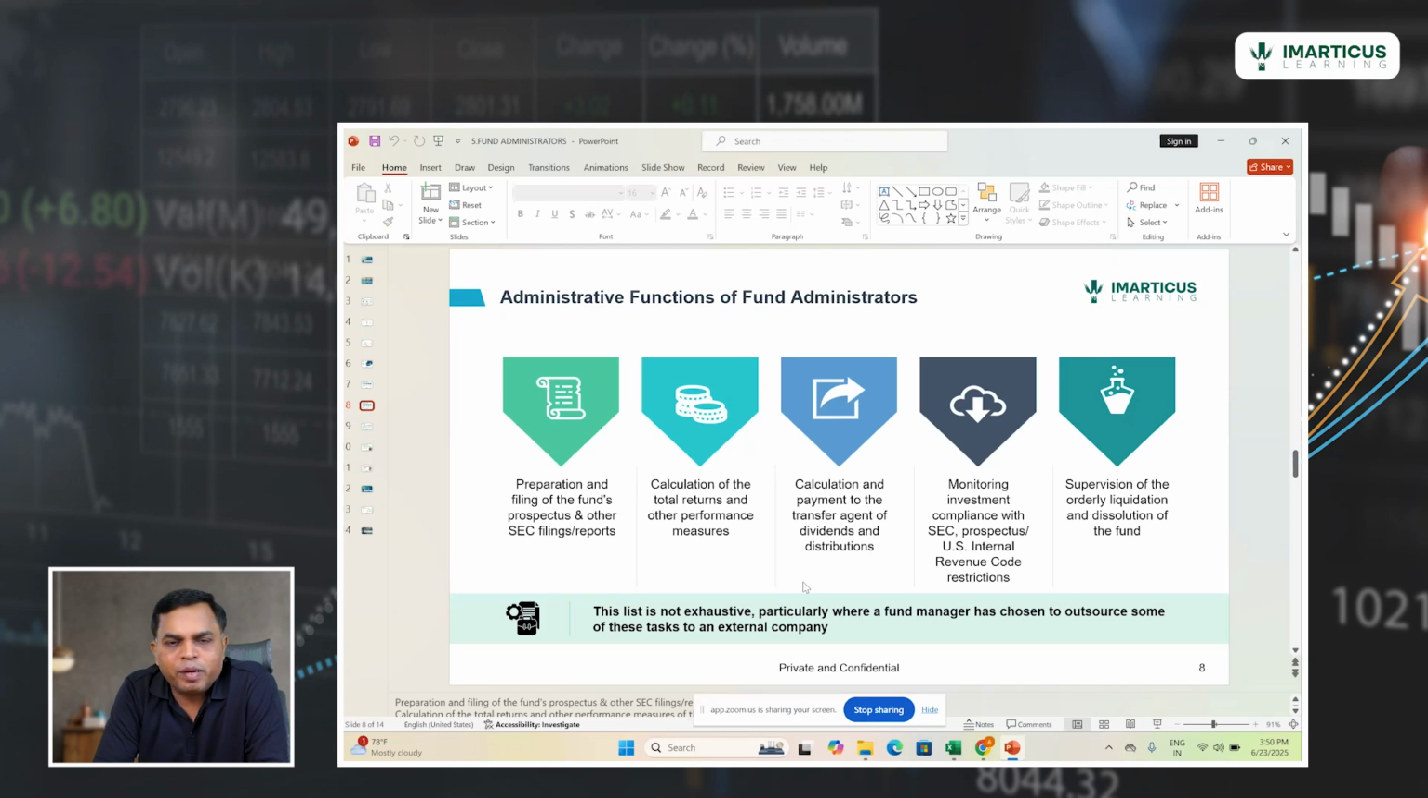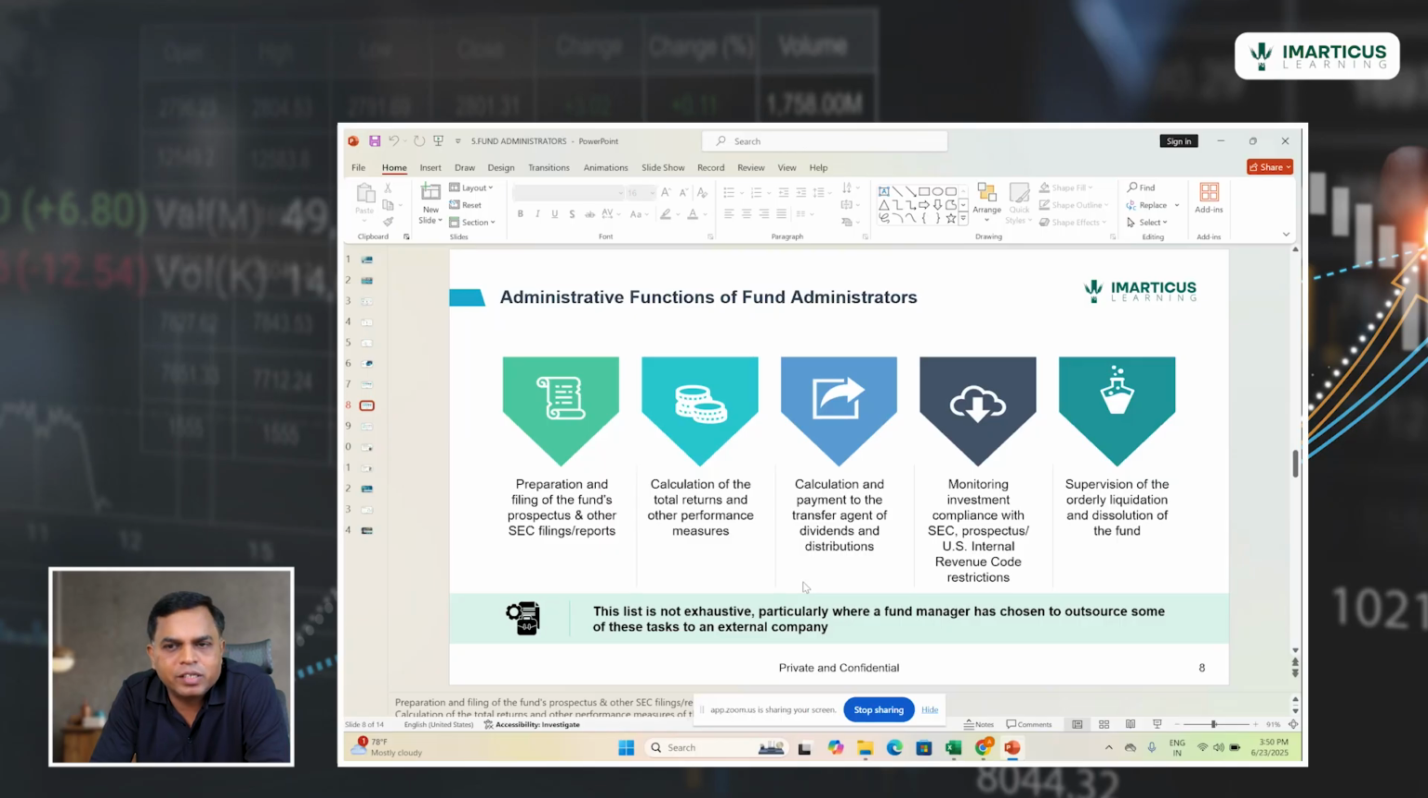Next is calculation and payments required for the transfer agents. Now, the transfer agents manage the subscriptions and redemptions for a fund, and when they liaise with the fund administrator, the fund administrator is liable for making this payment.